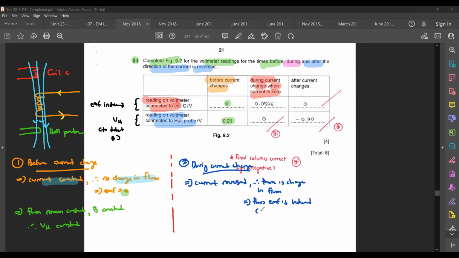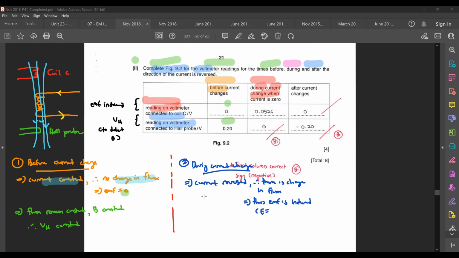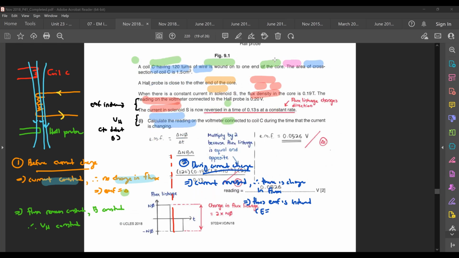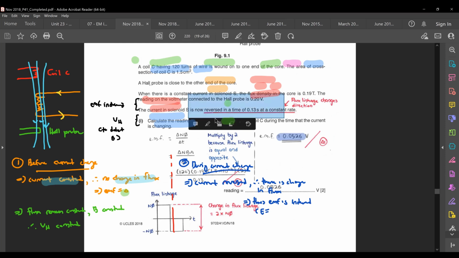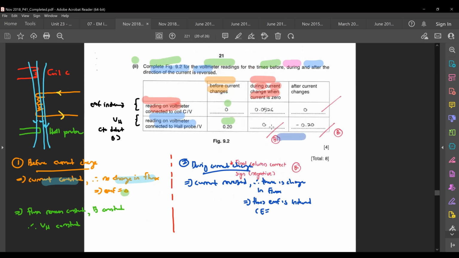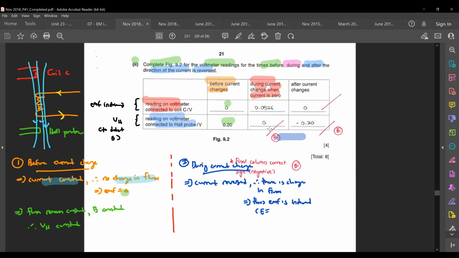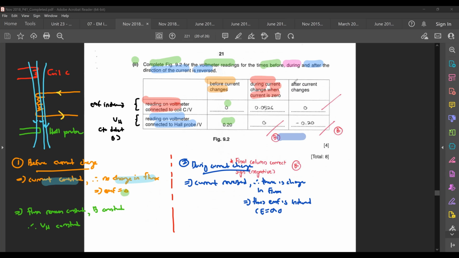Which is actually going to be what you found just now in the previous part of your question. In the previous part of your question, you already found out that the EMF induced is 0.0526 when you reverse the current direction. So here, you put that value in. Your EMF induced is 0.0526 volts. That's what you have over here.